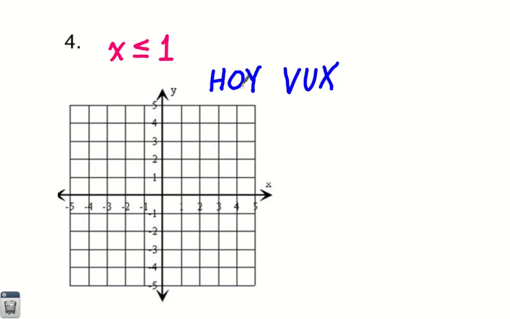HOVY. So if it only has an x, compare this with just x equals 1. That's going to be a vertical line. So vertical lines, their equations or inequalities only have an x variable. And so we have a vertical line here, and it's going to be at x equals 1. So x equals 1, and we draw our vertical line. But is it going to be dashed or solid? It looks like it's going to be solid.